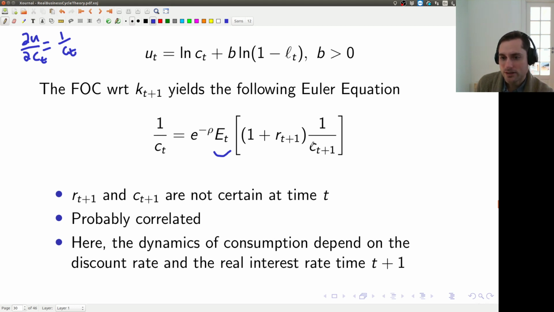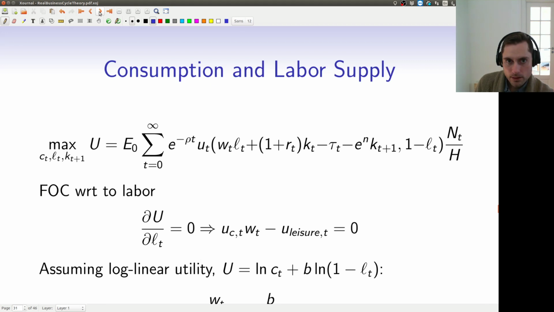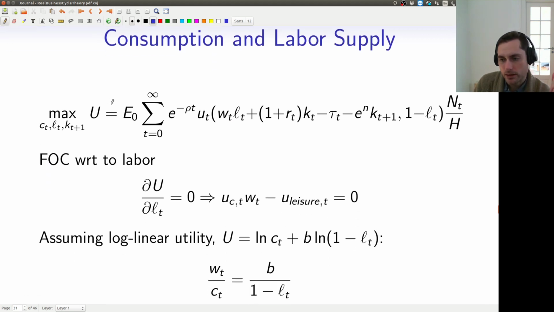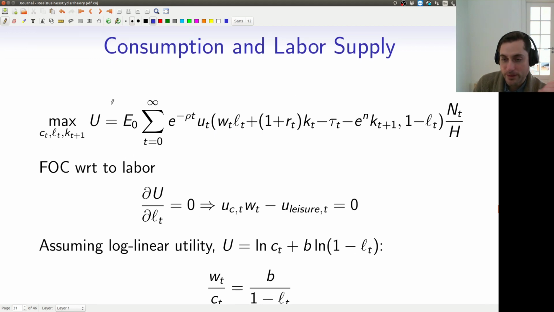Hard to say exactly what's going to happen here, which direction this is going to go, but the point is they're probably correlated. They might be negatively correlated. They might be positively correlated. It's not clear exactly which ex ante. I think it depends on income and substitution effects, basically. Okay, so that's an expression that comes out of optimization for capital.